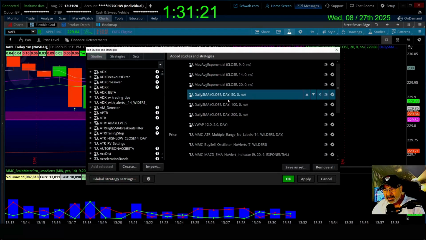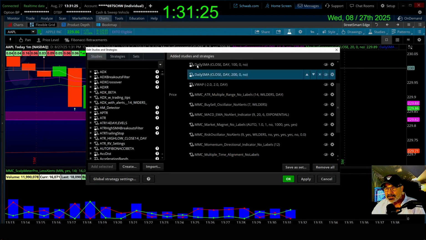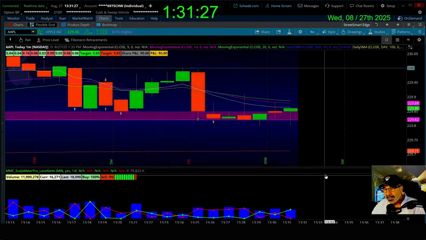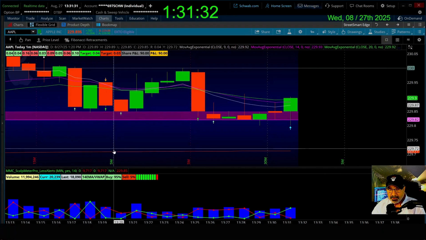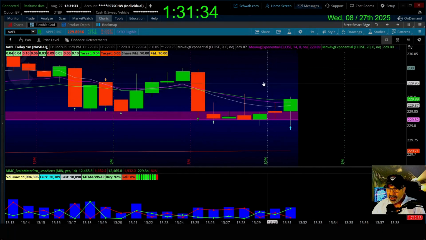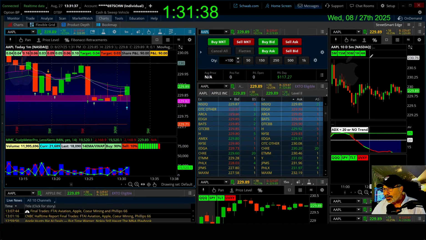And then the other one is the multi-time alignment. This is really important. Now, I just did this whole thing about trading with the crowd. You see how these vertical lines are going up? I talked to you about how the longer time frames, more people trade.